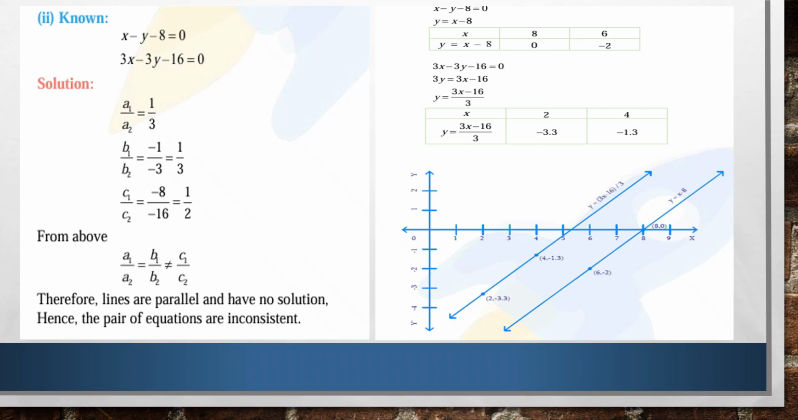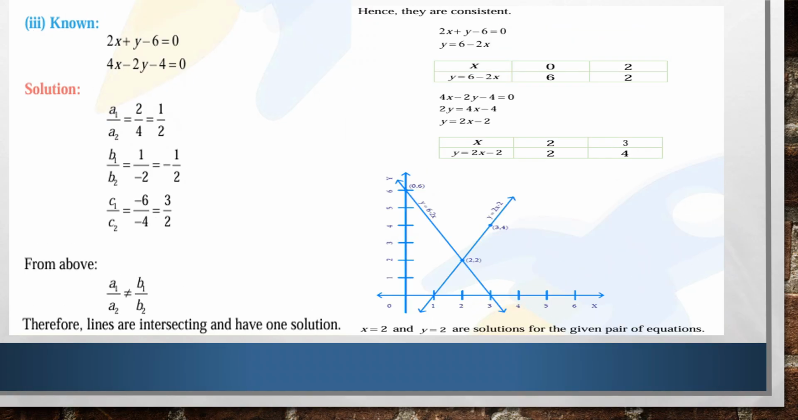The second one is similar to that, so take it as homework. Follow the same method, and don't forget to comment below. So this is regarding question number 2. Question number 3, 2x plus y minus 6 is equal to 0, 4x minus 2y minus 4 is equal to 0. Again, you will get here a1 by a2 is not equal to b1 by b2, which means you are having one solution, so it is consistent. By using the graph, you can see here two graphs are intersecting. So x is equal to 2 and y is equal to 2 are the solutions of the given pair of linear equations. So this is regarding question number 3.